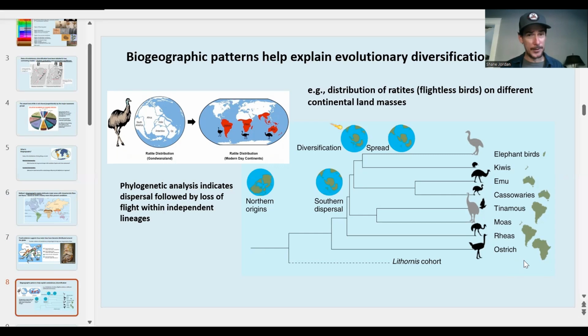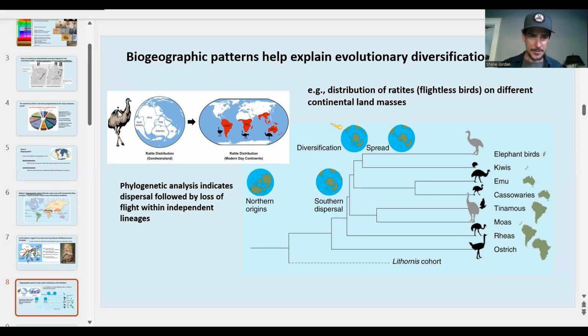Now, biogeographic patterns actually are pretty helpful explaining evolutionary diversification. And a classic example we can look at with this are these things called ratites. Ratites are basically birds that can't fly. Well, that's kind of a strange concept, because we know that the ancestors of modern birds most likely did fly, but apparently some lineages dispersed into certain areas and subsequently lost the ability to fly. How did this happen? Well, as it turns out, it happened more than once on multiple occasions, probably via this thing we call convergent evolution.